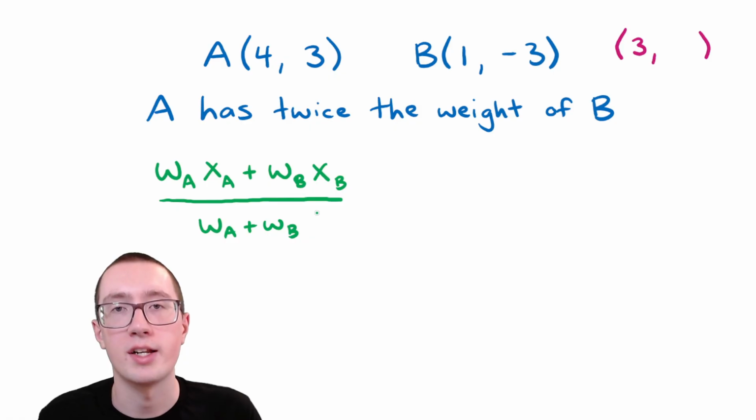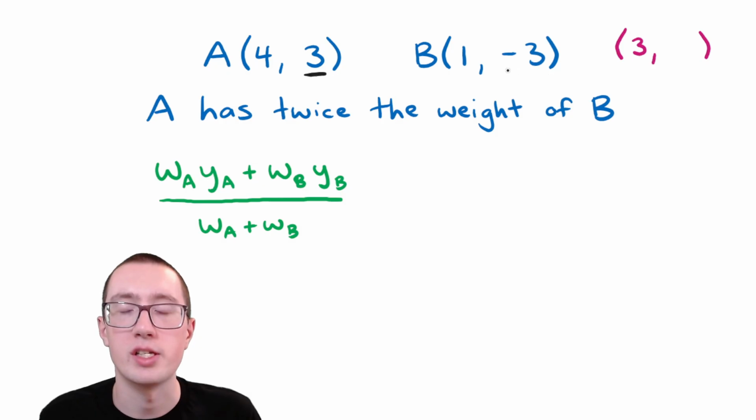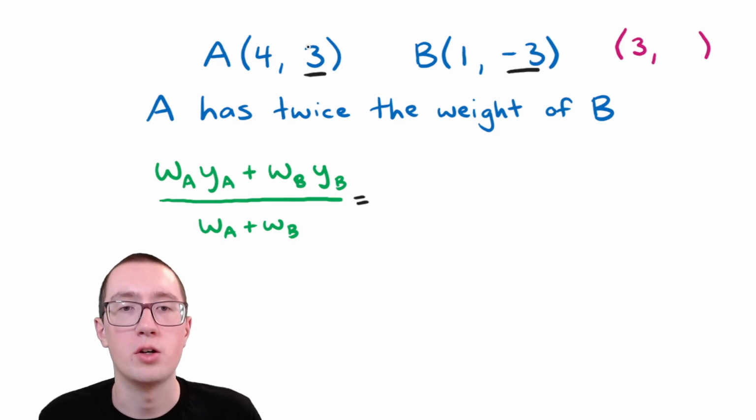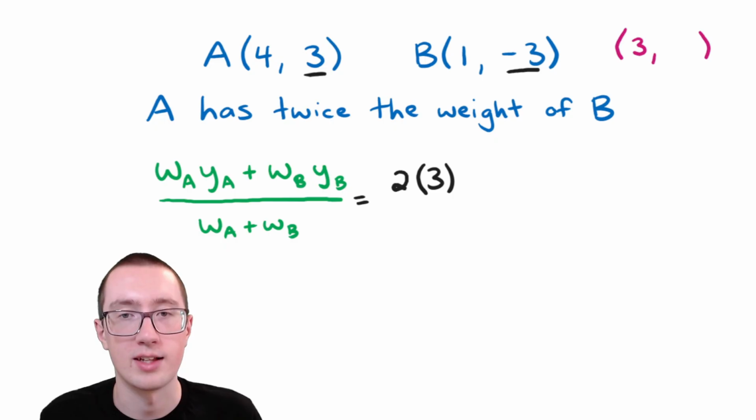So now let's find the weighted average of Y. And the way that we do it is exactly the same way, except instead of X, we're going to put Y. So the Y's are the second numbers of each point. For A, that's 3. And for B, that's negative 3. So let's go ahead and put this into our formula. So the Y of the first point is 3, but we're multiplying it by its weight, which is 2, because A has double the weight.